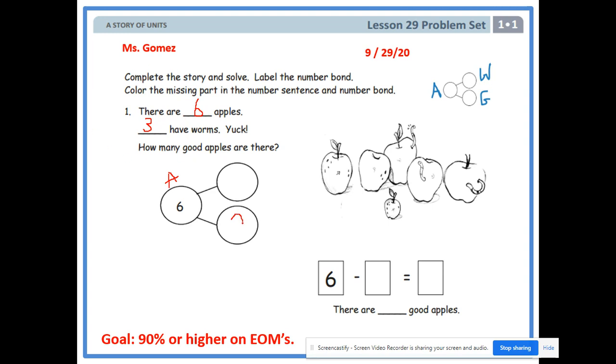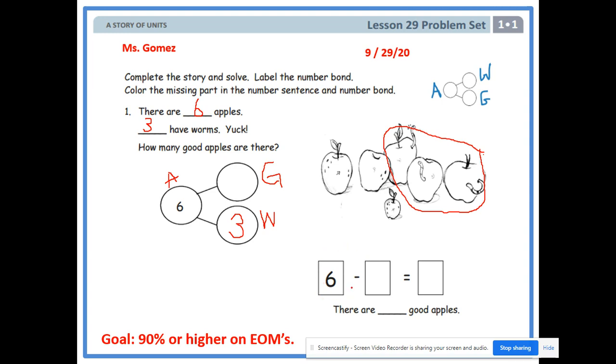We're going to go ahead and write a 3. And we're going to put a W because those are the ones that have worms. And remember, second key point says to circle the part given. So in our drawing, which is the drawing they have here for you, you're going to circle those 3 apples. And they want to know how many good apples. So our unknown part, we're going to label it with a G because those are the number of good apples.